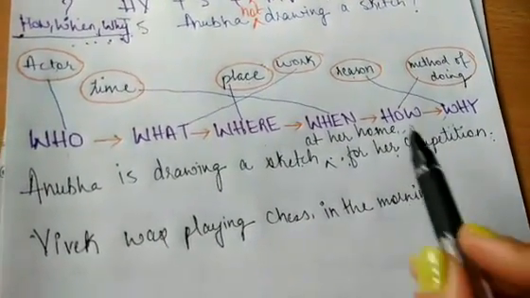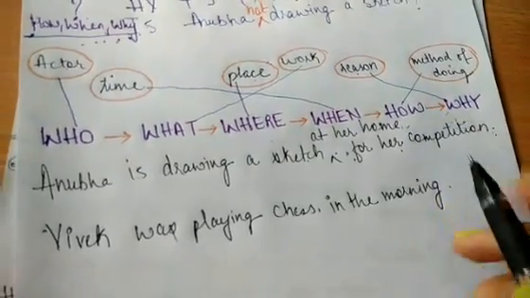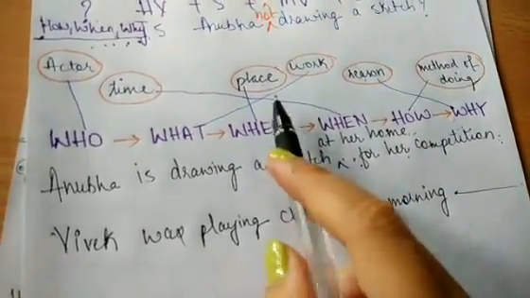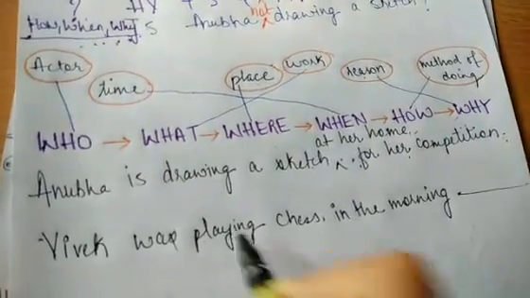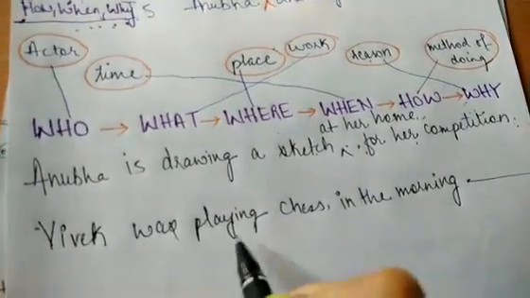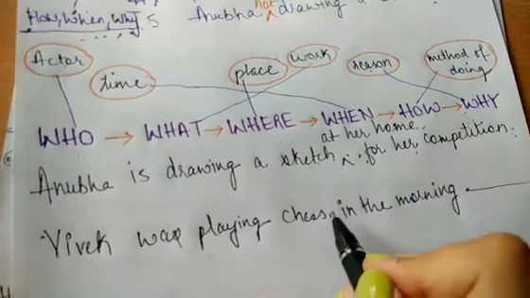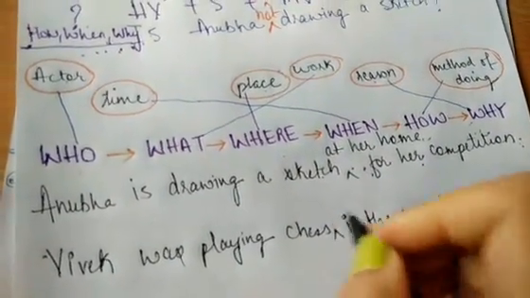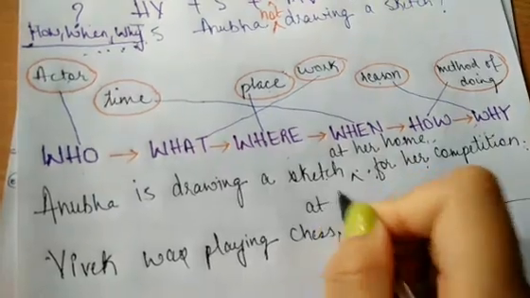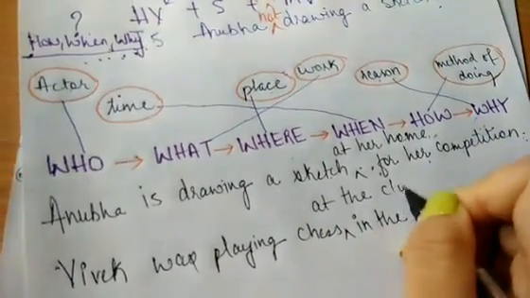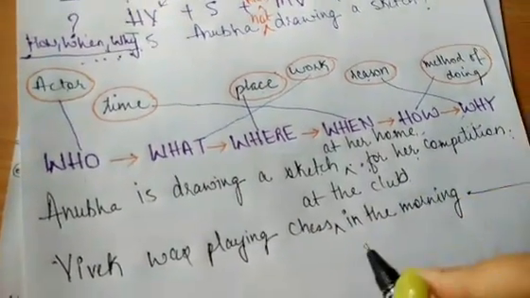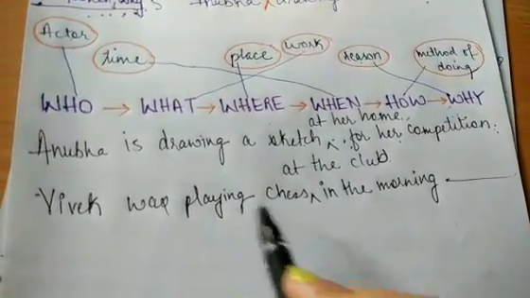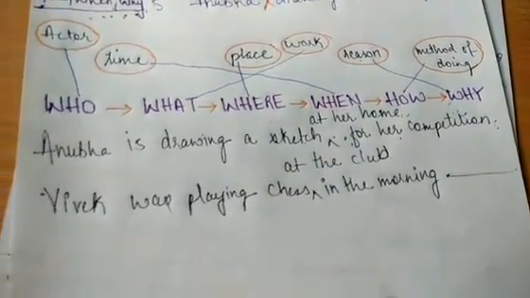Now if I want to add how or why, I'll add it here. But if I want to add where, I'll fit it between what and when. Vivek was playing chess at his friend's home in the morning. Vivek was playing chess at the club in the morning. It can be any time.